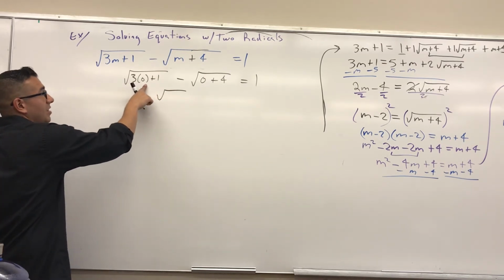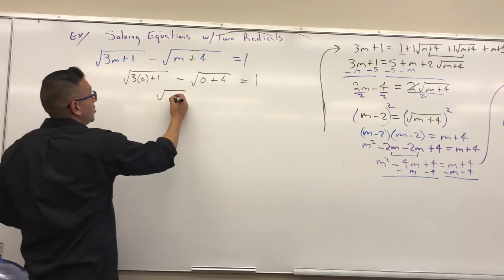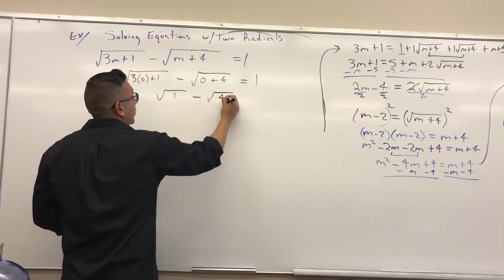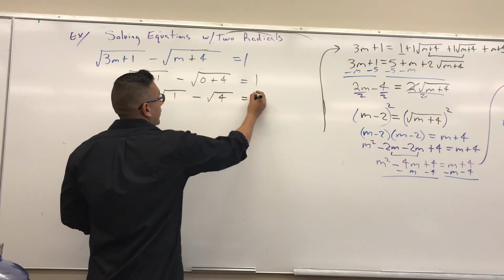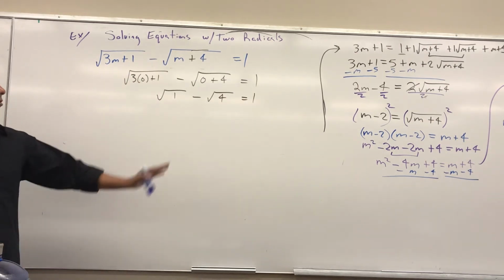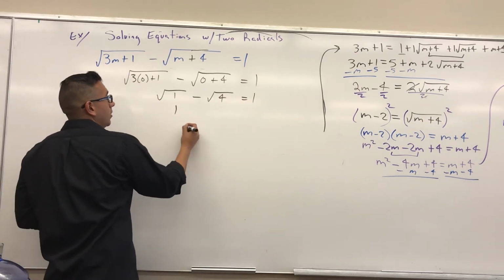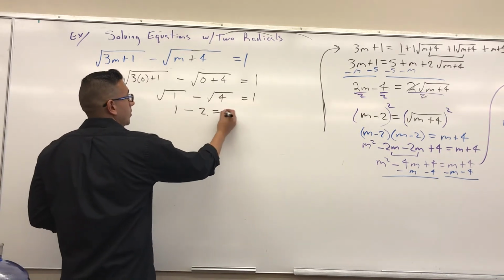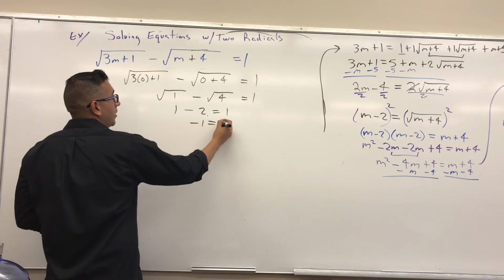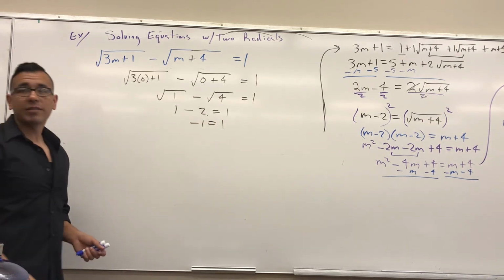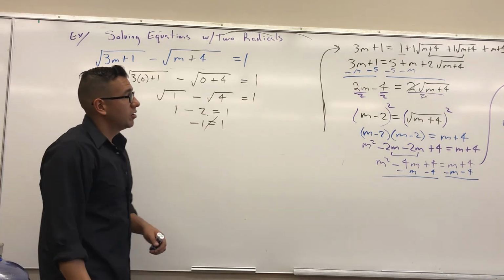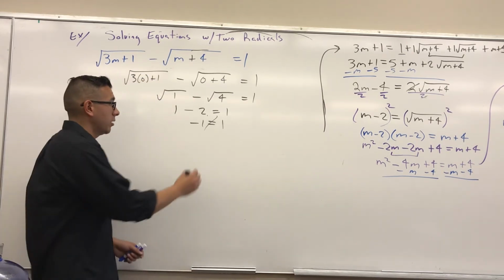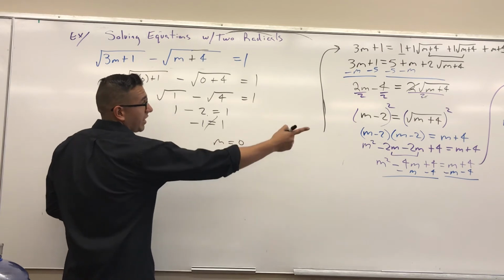So this is gonna go away, right? And you're left with just the 1 minus the square root of 4 equals 1. Well, the square root of 1 is 1. Square root of 4 is 2. So we end up with -1 equals 1. Obviously, that's not true. So what we do is we go and cross out that 0. 0 does not work.